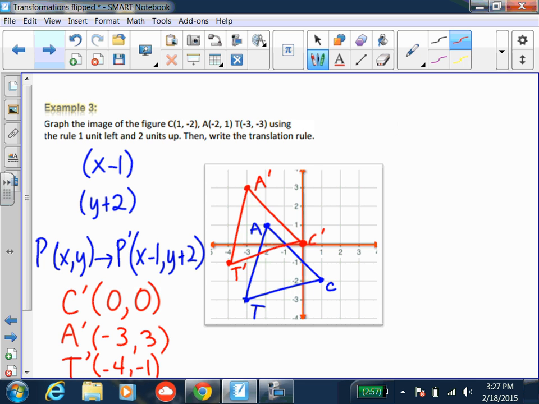So the blue is our pre-image, the red is our image, and those shapes are congruent because all we did was move them on the coordinate plane.